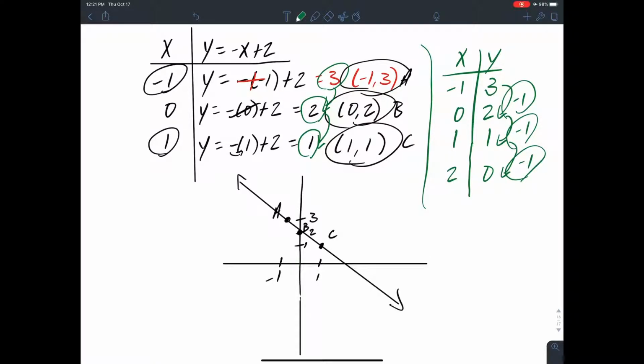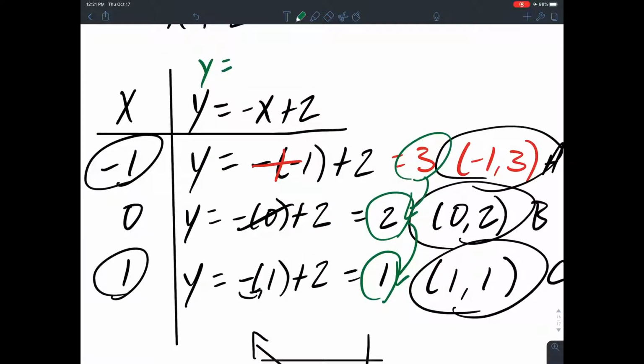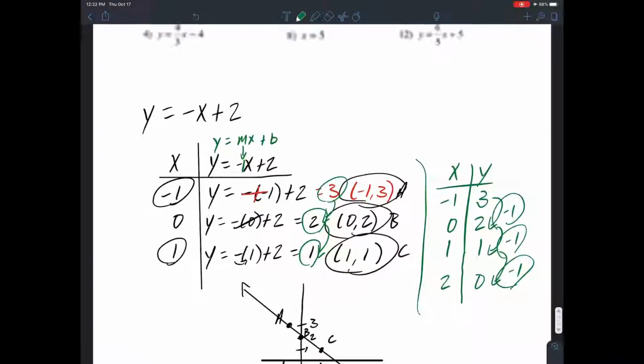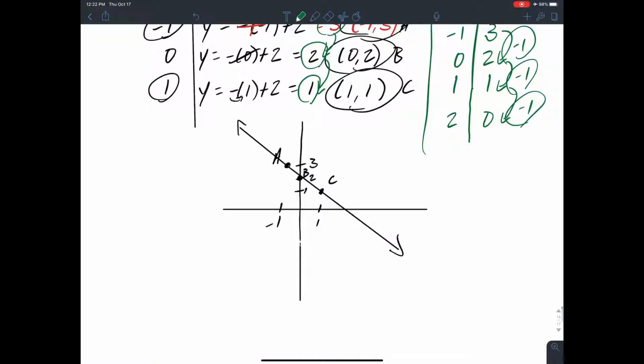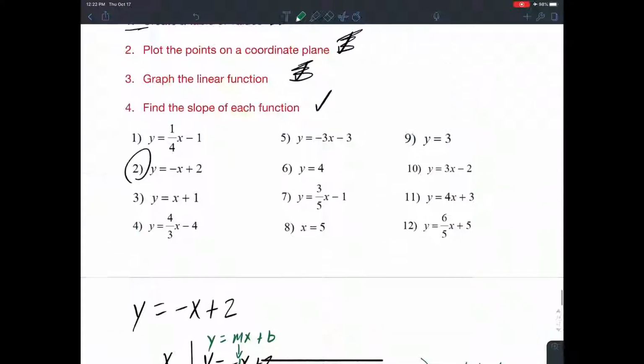But you could have also looked right here. Remember that it's y equals mx plus b. Well, what's in the place of m right here? That's -1. So your slope is literally right there. M equals -1. And that's the last thing we needed here.